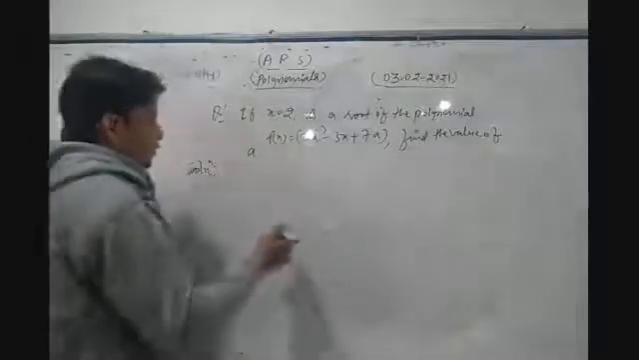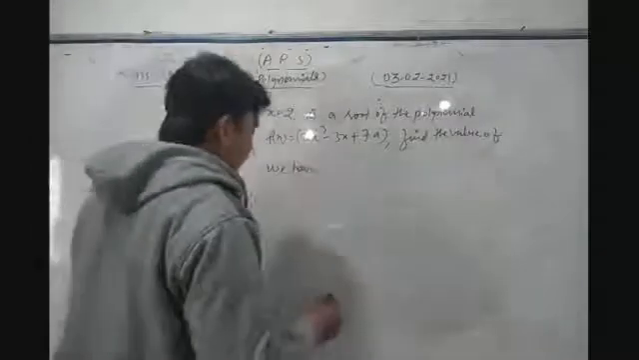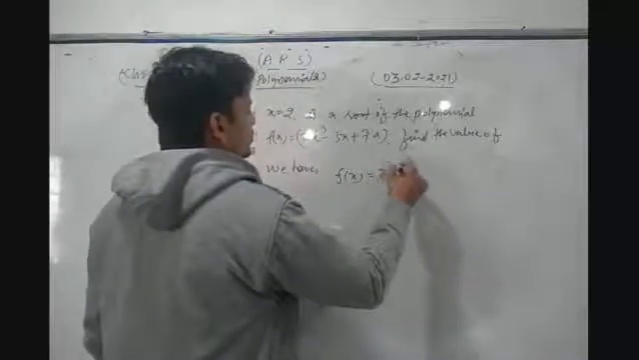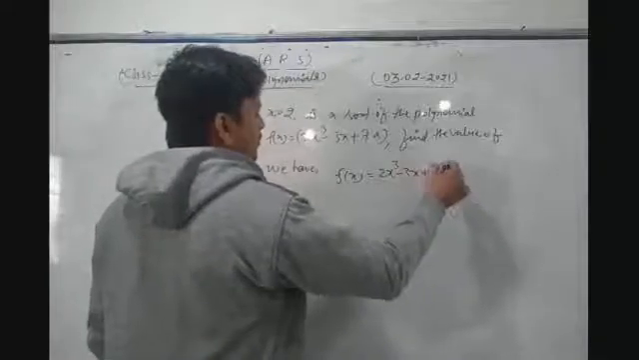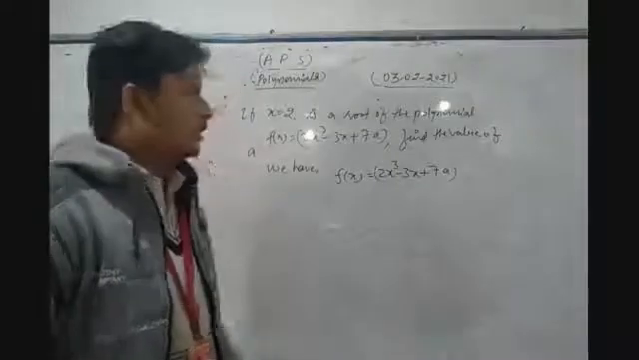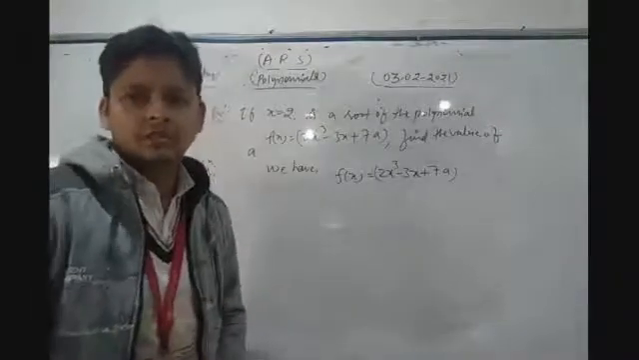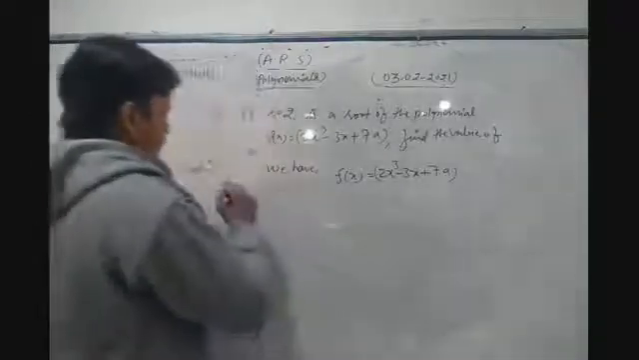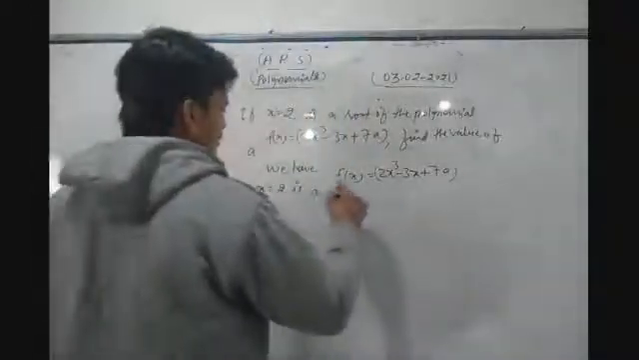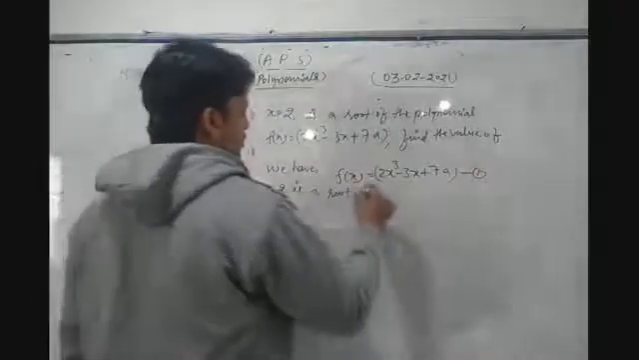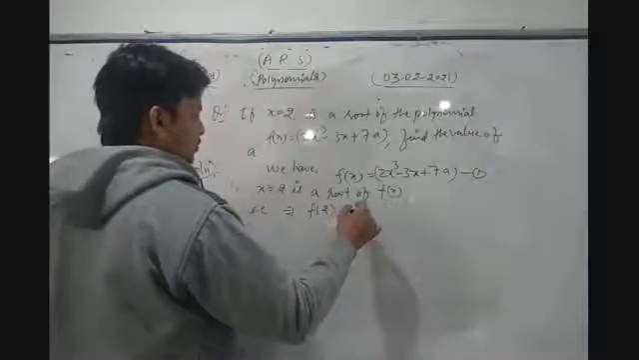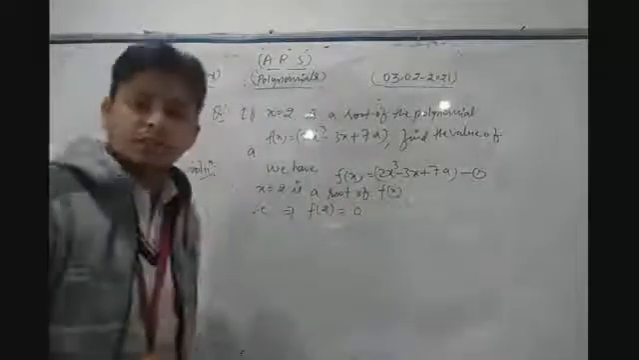First of all, we have the given polynomial, f of x is equal to 2x cube minus 3x plus 7a. Call this equation 1. Now since x is equal to 2 is a root of the given polynomial f of x, f of 2 must be equal to 0.